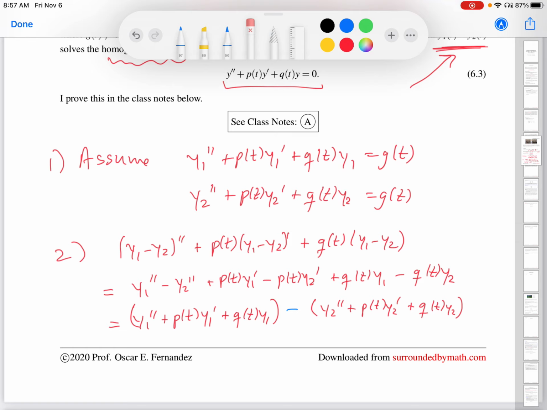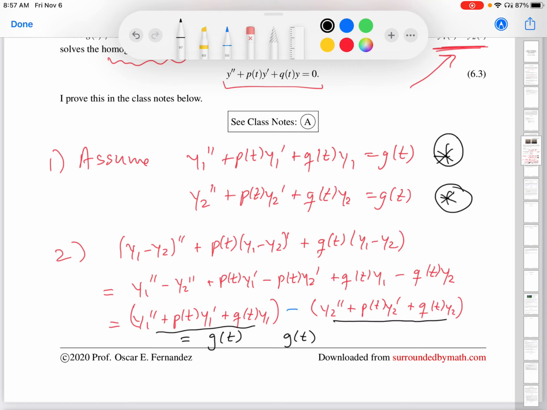Well, we had assumed up here that y1 double prime plus p of t y1 prime plus q of t y1 equals g of t. And we had assumed over here the same thing except for y2. So g of t, right? So that part here is g of t, and this part is also g of t. And then I'm subtracting them. So I get equals 0.